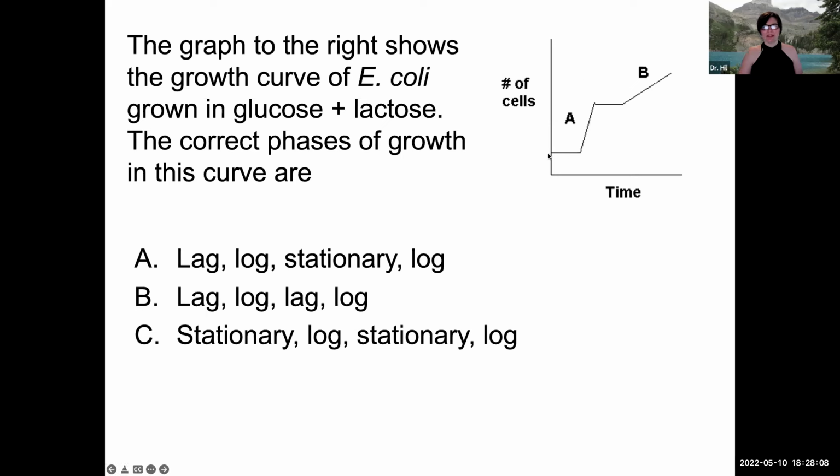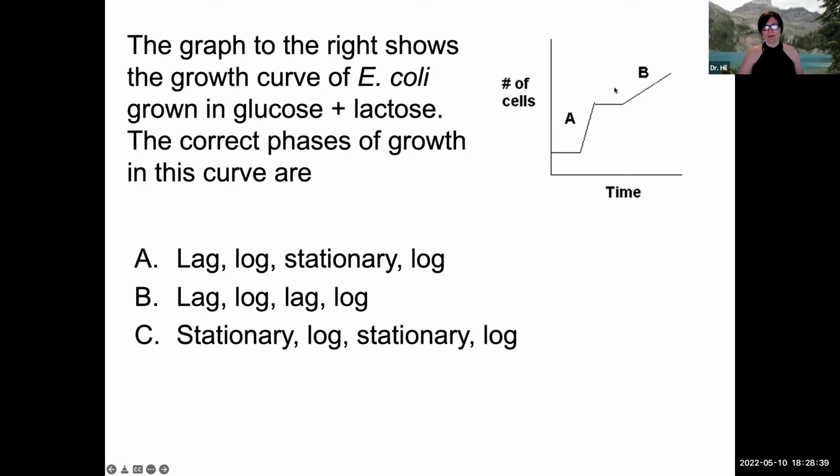So we put the cells in this fresh broth and there's lots of food, but it's a new environment. They have to adjust, make new enzymes. What do we call that? Yeah, that's lag phase. So it's going to be one of these two. Then they take off, they're growing really, really fast. Obviously that's log phase. Boom, they run out of glucose. But did they run out of everything? They did not. They're now in a lactose world.